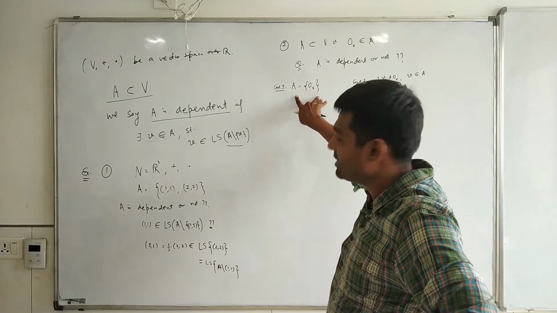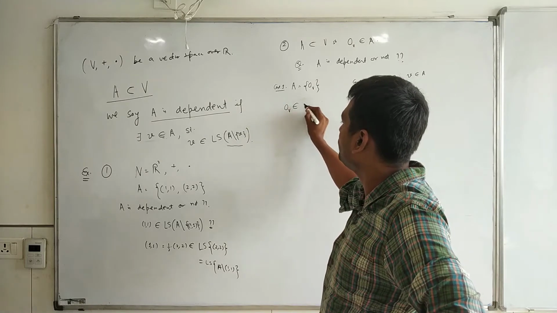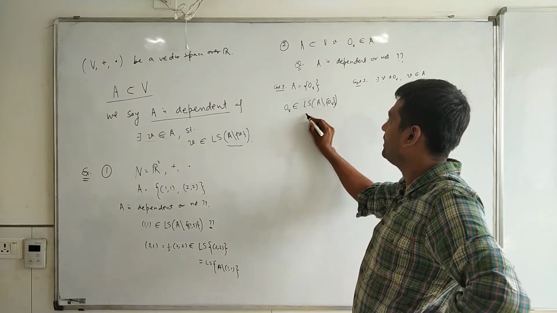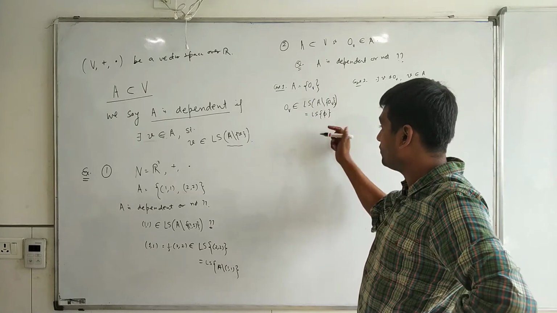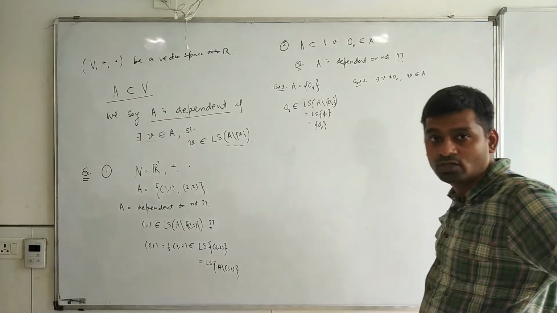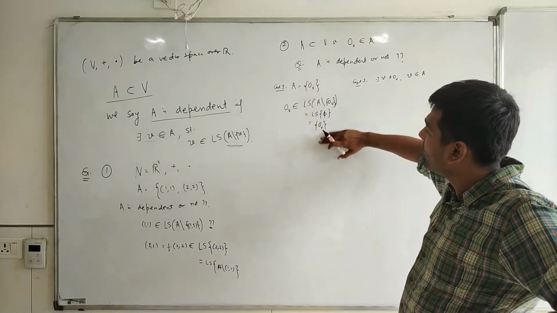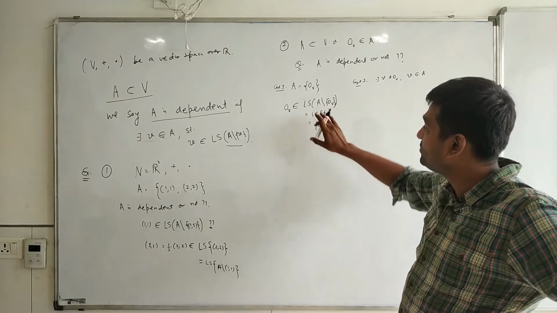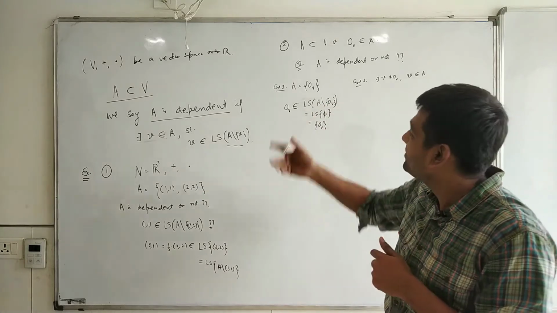In case 1, A contains 0_V. Can I write 0_V belongs to LS of A minus 0_V? What is A minus 0_V? It is empty in this case, and by convention we have defined LS of empty as just {0_V}. So 0_V belongs to this set. So in this case, yes. If A is just the singleton {0_V}, then A is dependent because I got one element which can be written as a linear combination of A minus 0_V, that is, it belongs to LS of A minus 0_V. Here you will say that 0 can be written as a linear combination of others, but there is no other.